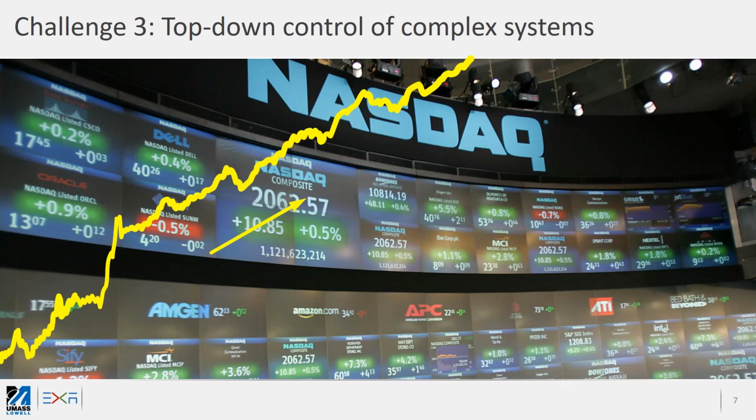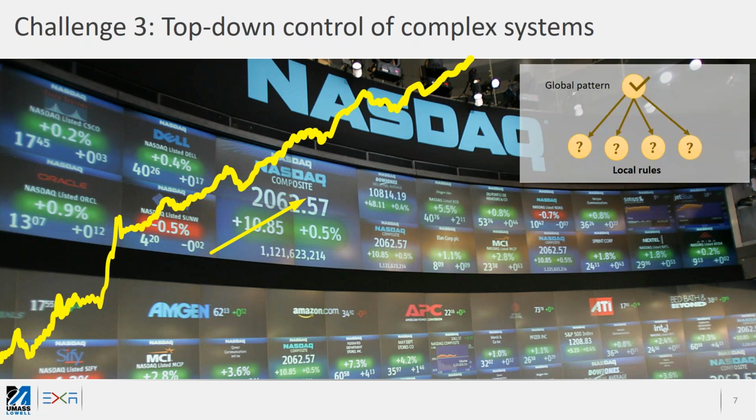So let's say we have an understanding of what we want the global pattern to be. So let's say we want the stock market to rise. What should the interactions between individual companies be so that this rise happens? So we know what the global pattern is, but what should the local rules be in order to get that rise in the global pattern?